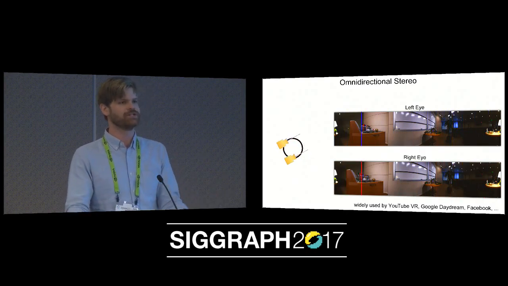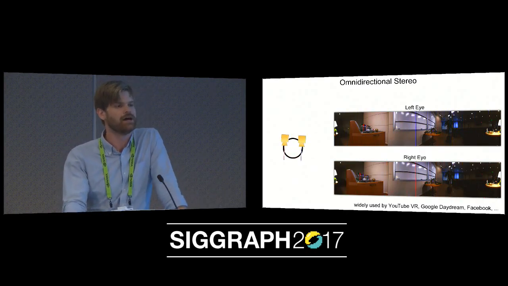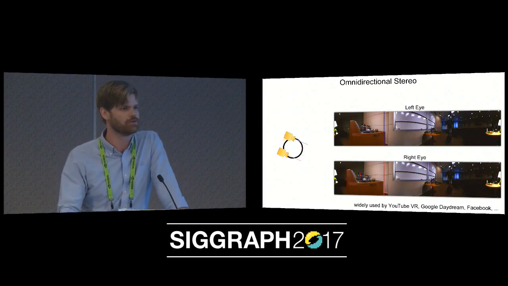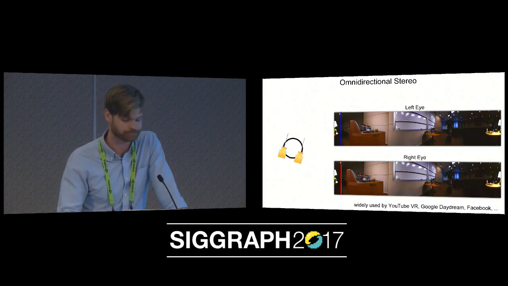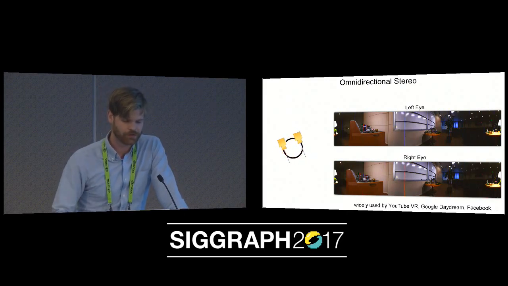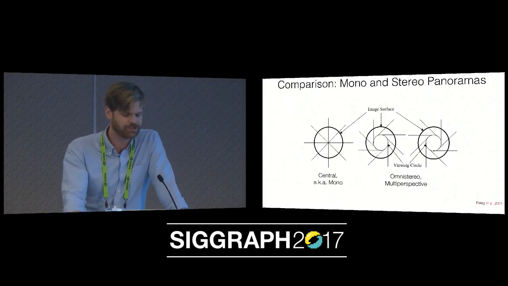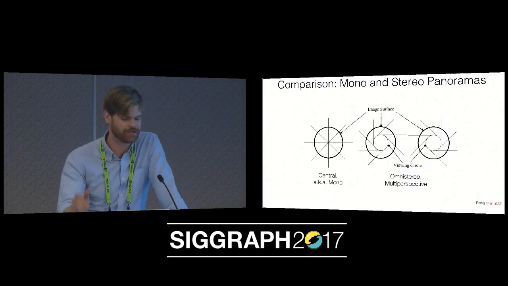And there is a tool you can download from YouTube that will automatically format the two stereo videos that you have in this ODS format. So the comparison to mono is that now we have a different center of projection for every one of these head rotations. In the mono panorama, we had a single center of rotation for all the different views that we captured.